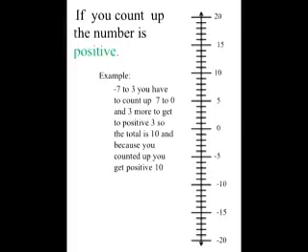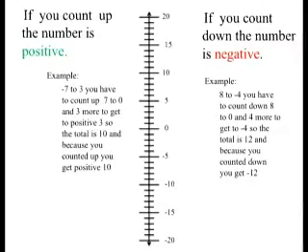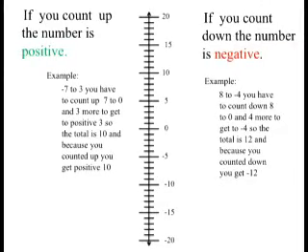First, let's take a number line. I know you've been used to looking at a number line that is horizontal, but we're going to make it vertical, straight up and down. If you count up, the number is positive. If you count down, the number is negative.